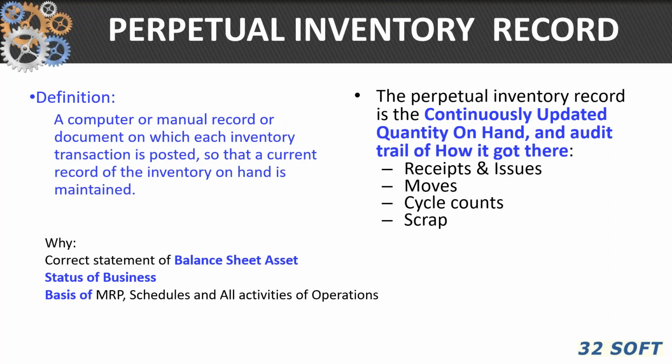Why do we do this? Well, we need to have a correct statement of the balance sheet. The balance sheet is an accounting statement that we covered last year in our accounting webinars that says what the value of the company is, or what the balance of the assets of the company are. So it's important for that. We also need it for the status of the business. It's the basis of MRP, schedules, all the activities in operations feed off this thing called the perpetual record.